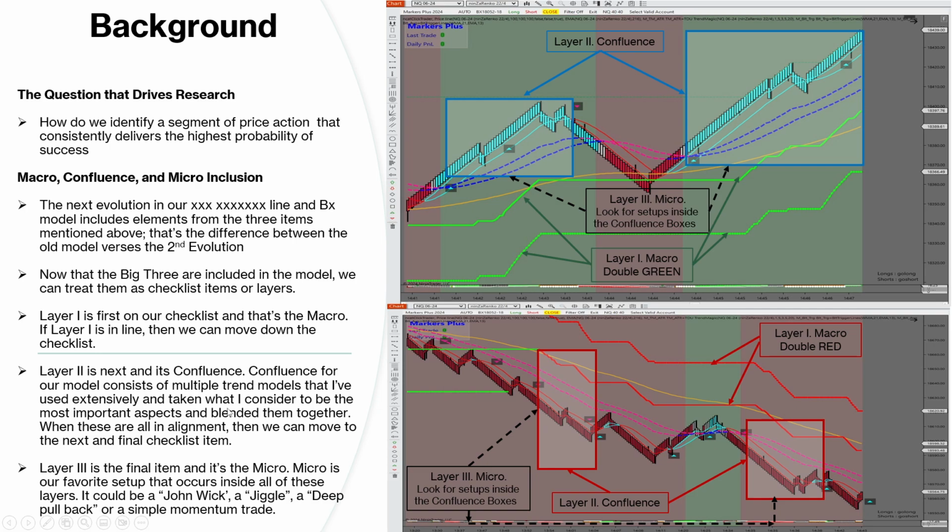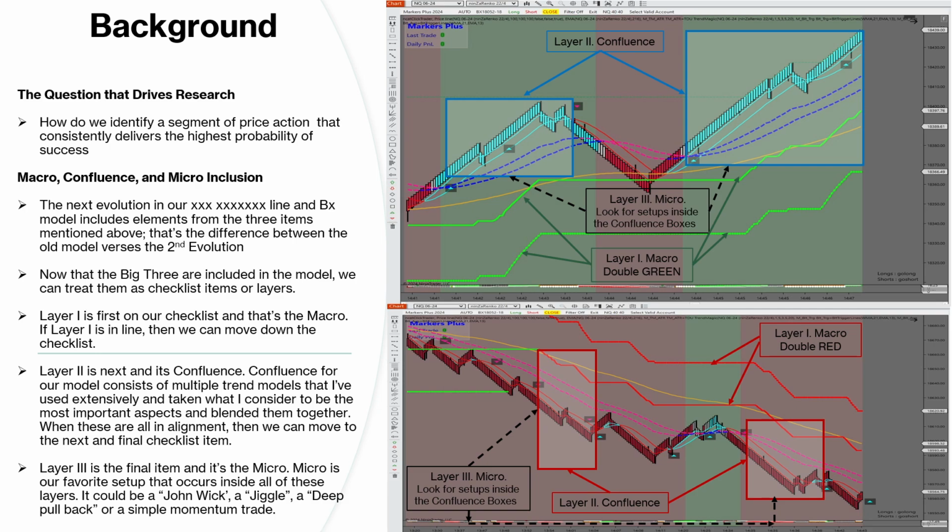Layer 2 is confluence. Confluence for the model consists of multiple trend indicators that I've used extensively. After all my observations, I've been able to take in what I consider to be the most important aspects, and I've blended them together. So when they are all in alignment, then we can move to the next and final checklist item, which is the micro. And the micro is simply your favorite setup.